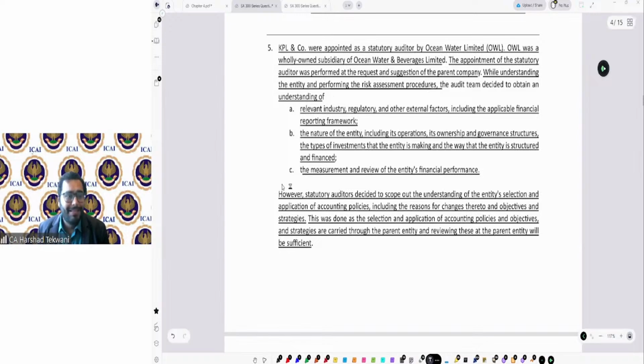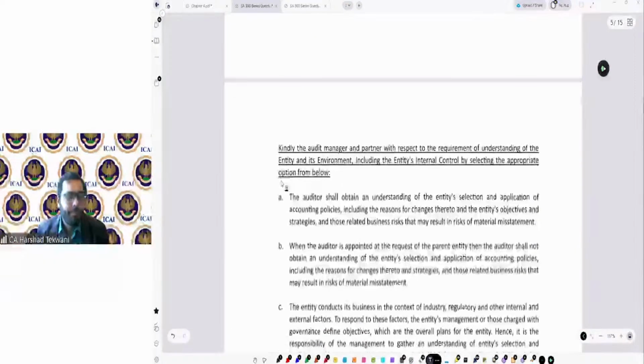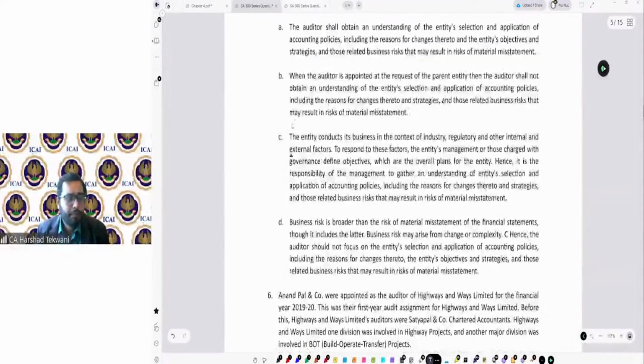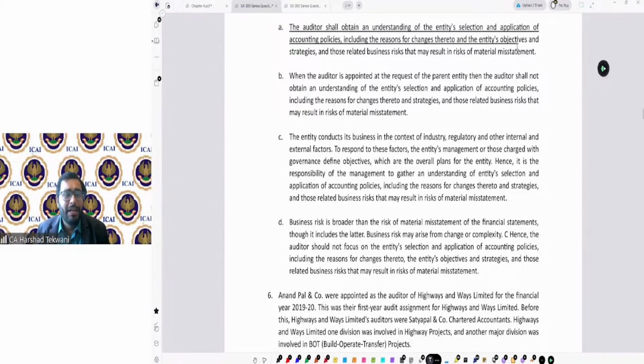Okay, let me discuss the options over here. The options are: A. The auditor shall obtain an understanding of the entity's selection and applicable accounting policies, including the reasons for changes thereto and the entity's objective and strategies and those related business risks that may result in risk of material misstatement.